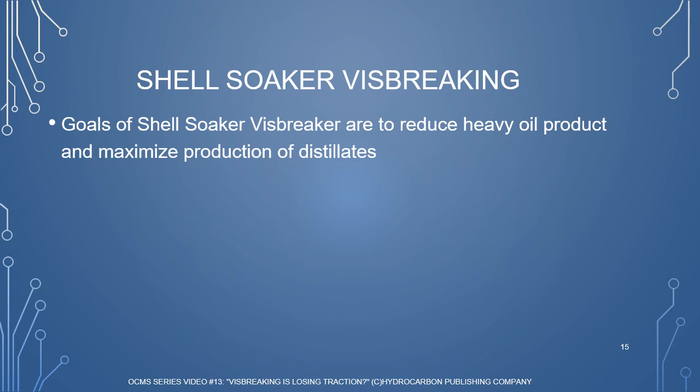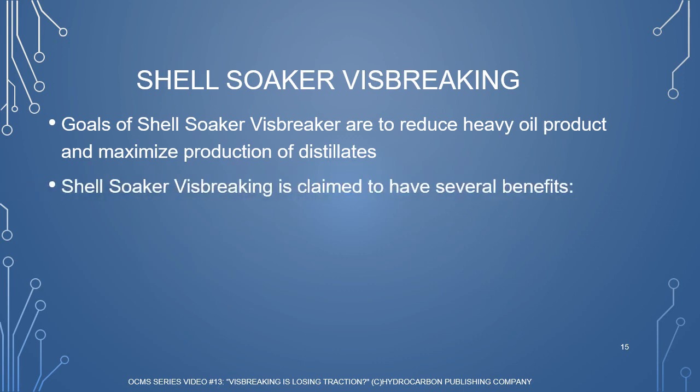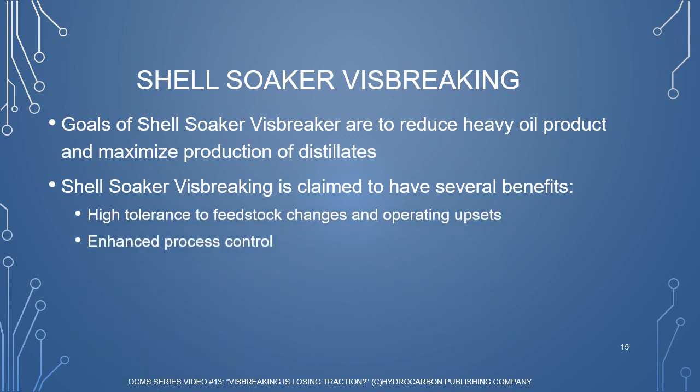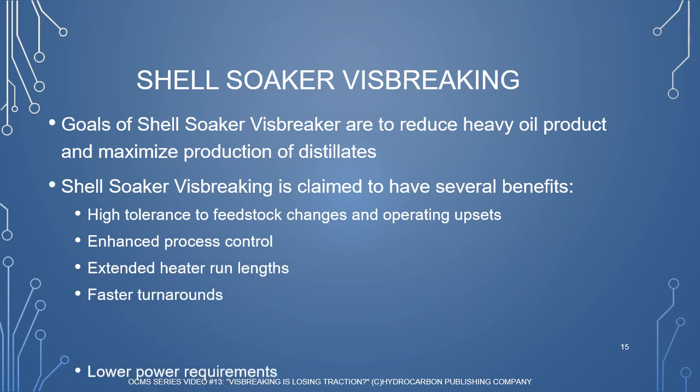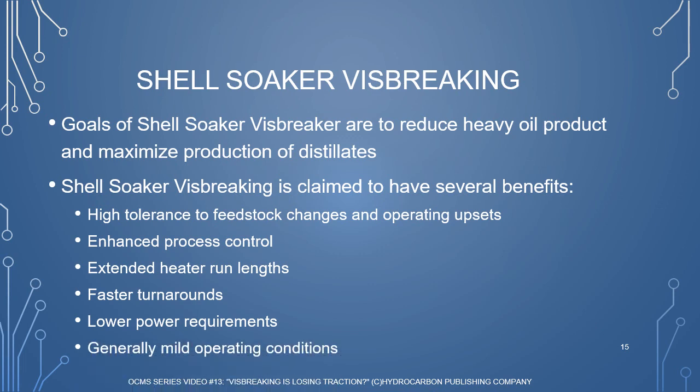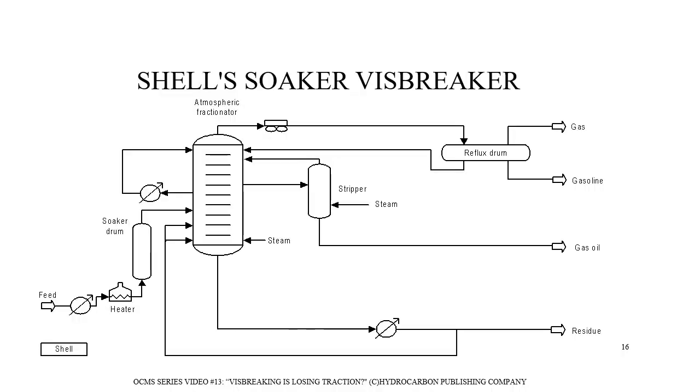The company claims the technology has the following benefits: high tolerance to feedstock changes and operating upsets, enhanced process control, extended heater run lengths, faster turnarounds, and lower power requirements due to the low pressure drop in the heater and generally mild operating conditions. This process diagram depicts the Shell Soaker Visbreaking technology.